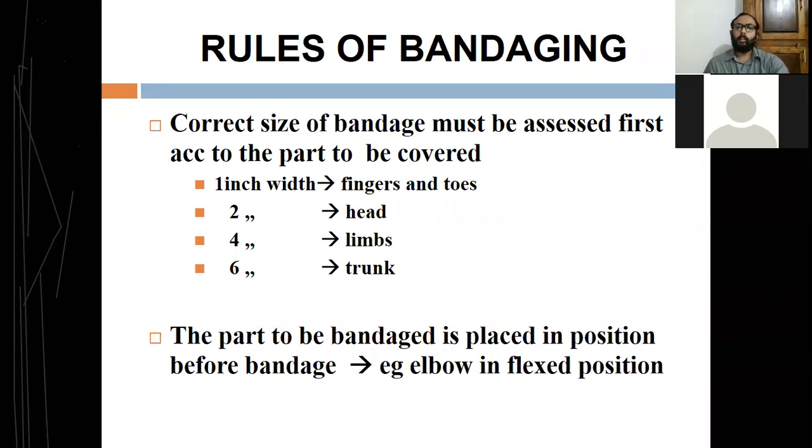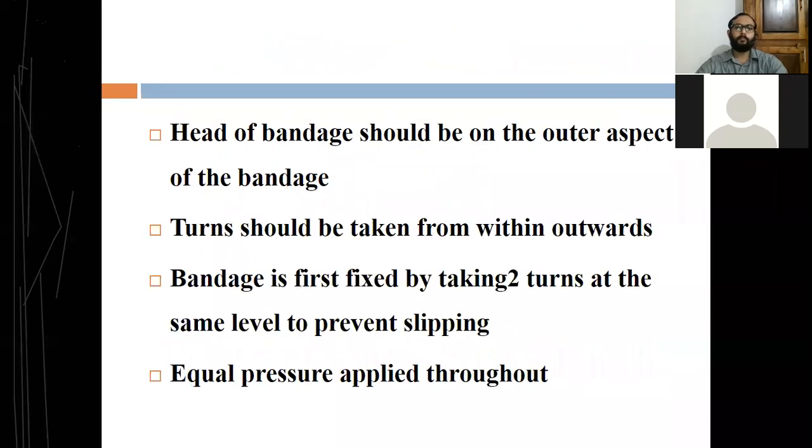In ankle bandage, the ankle should be in dorsiflexed position, 90-degree flexed position, and the second toe should be towards the tibial tuberosity. These basic things are very important, and that position should be maintained before the bandage. In Colles fracture, we already explained that in Colles cast the wrist is in ulnar deviation and palmar flexion. This is the third thing: the head of the bandage should be on the outer aspect of the bandage.